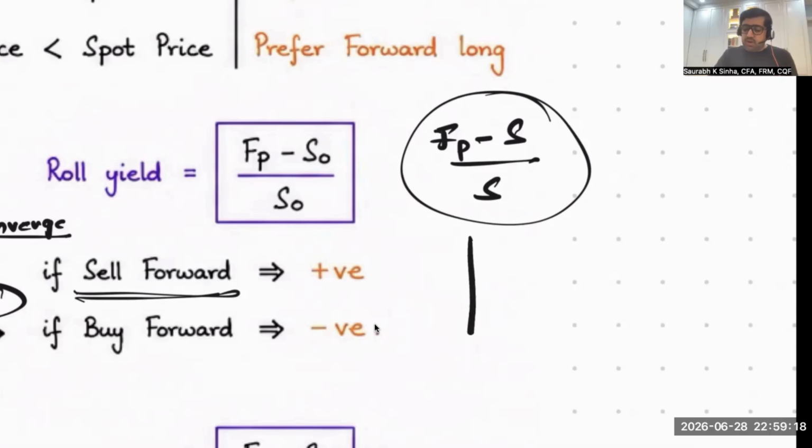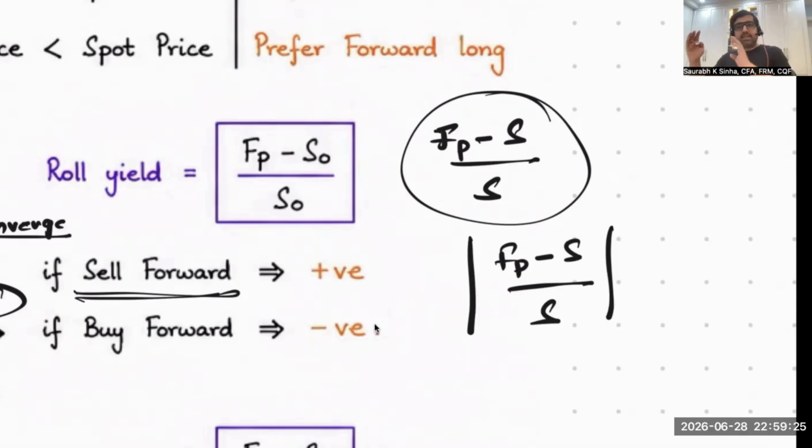It is the modulus of FP minus S upon S. Absolute value of FP minus S upon S. FP, future price, S, spot price, S, spot price. That's it. But it will be positive. The roll yield would be positive when you are selling the forward contract if the forward is trading at premium or is in Contango.